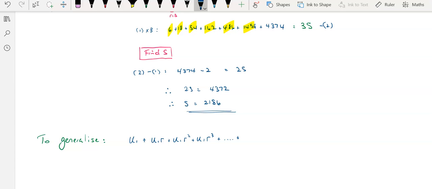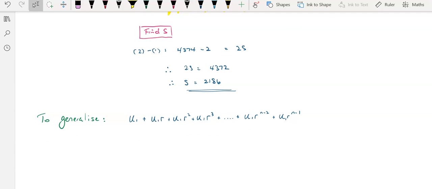Now the nth term is u1 r to the n minus 1. I'm going to go to the one before that, u1 r to the n minus 1. So that's my n terms. You can see I started at r to the 0, ended up at r to the n minus 1. So that's n terms. So that will be my sum, that's Sn.